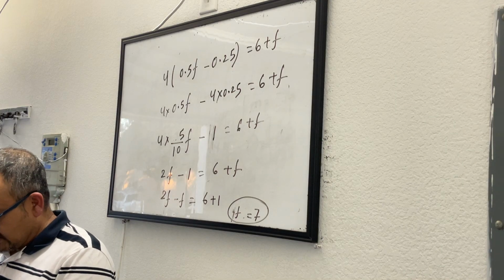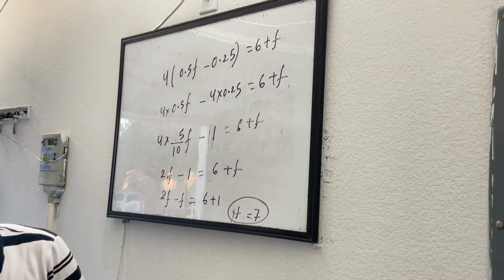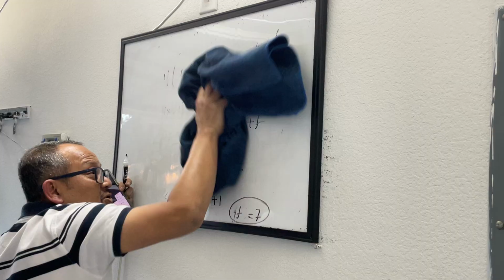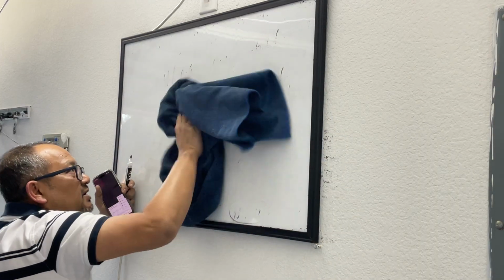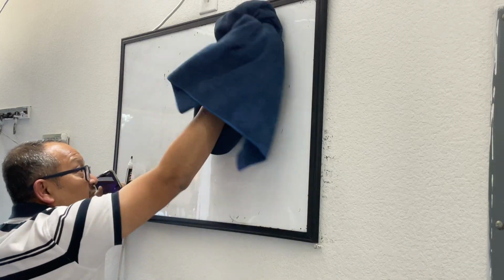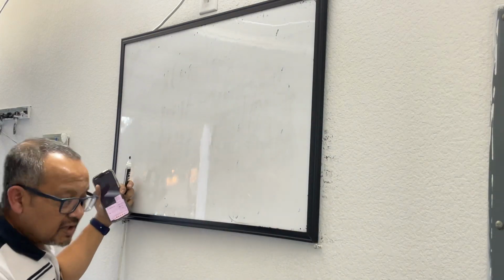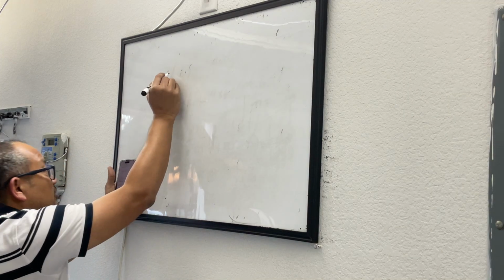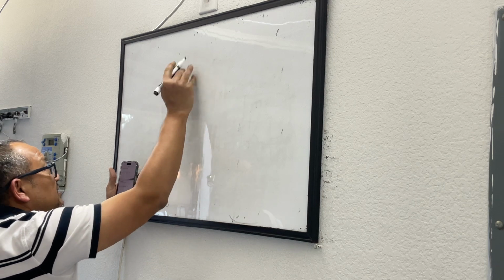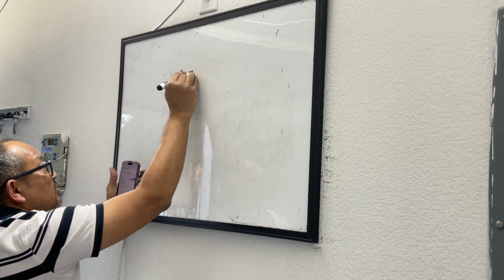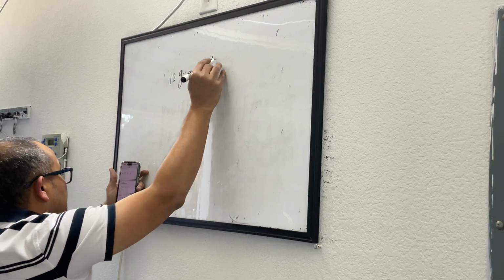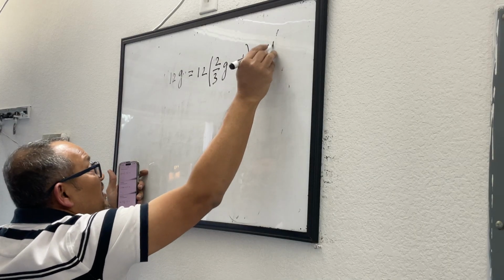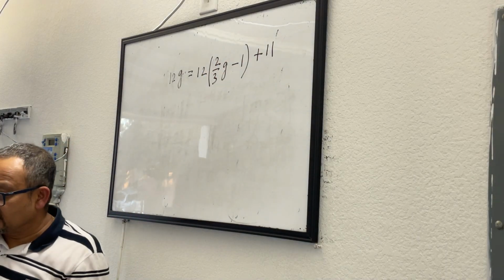Let's go to the next problem and see how you guys are dealing with it. And then I'll give you guys a prelude to what we're going to cover in the class next week. That will be an interesting topic because it will not only be about solving problems, but it will also make you think about how you approach certain problems which look simple otherwise. 12 times g equals 12 into 2 by 3g minus 1 plus 11. Solve it for g.